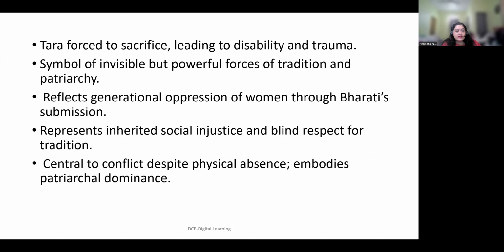The grandfather is central to conflict, despite physical absence, and embodies patriarchal dominance.